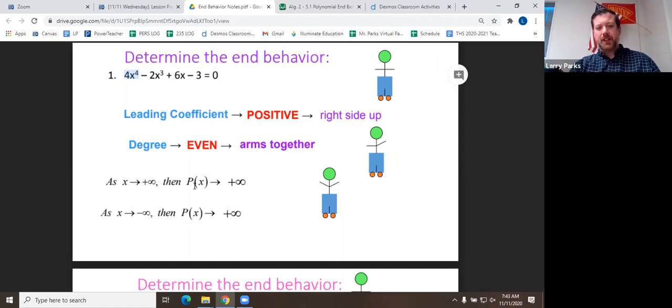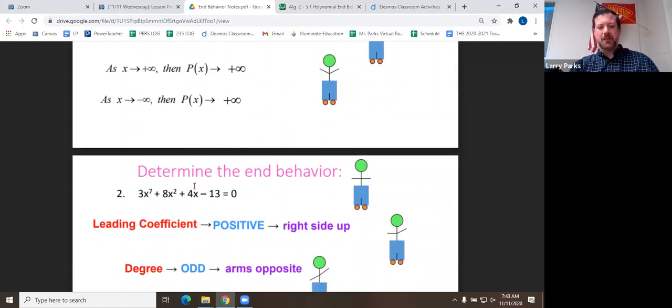Okay, and then this function p of x, functions all have different names. So this function, they're calling p of x. Usually you see that written as f of x, and all that is, it's just a way to name the function. So it's kind of like y equals.